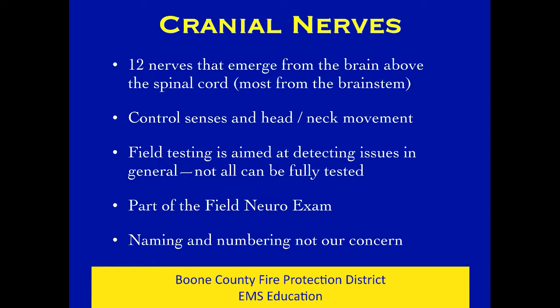Here's something on cranial nerves, another example of how we approach things. We do not care that you are able to name all 12 cranial nerves. I don't think we even care that you know that there's 12, but probably you should know that there's 12. They emerge from the brain above the cord in the brainstem area, they're high up, and they control the senses, hearing, seeing, smelling, tasting, and they control head and neck movement.